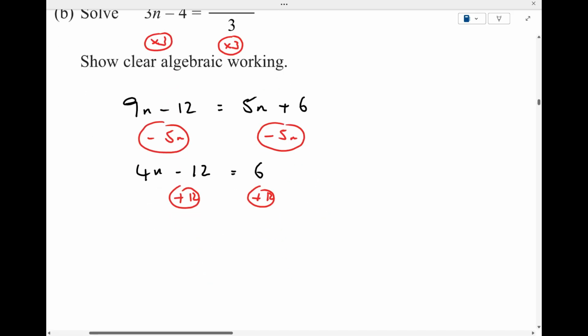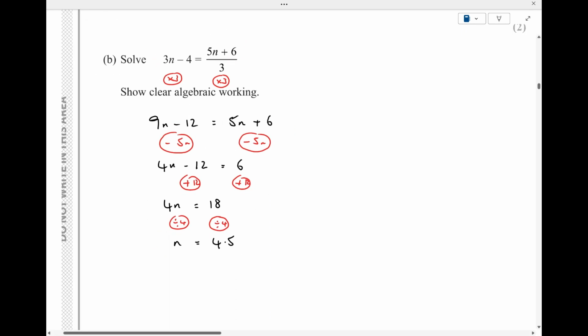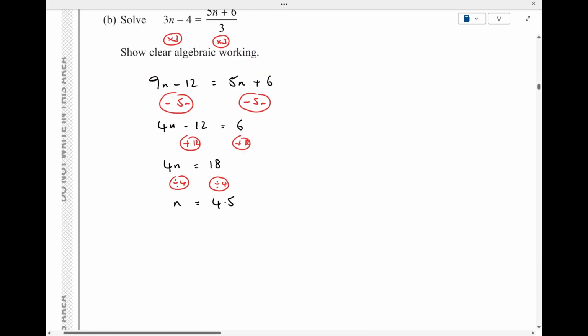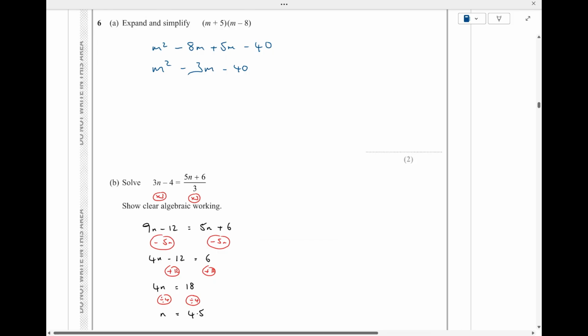So now I've got 4n equals 18. Divide both sides by 4. Of course, you can use your calculator for that. n equals 18 divided by 4 equals 4.5. Is that the end of that question? Yep, that is the end of question 6.